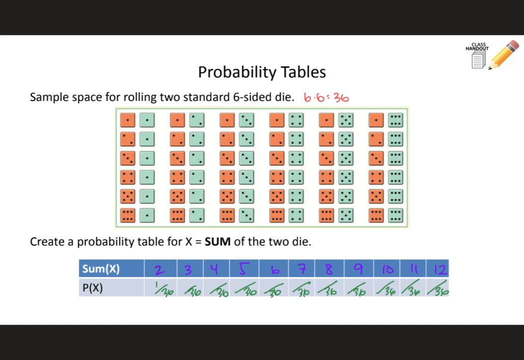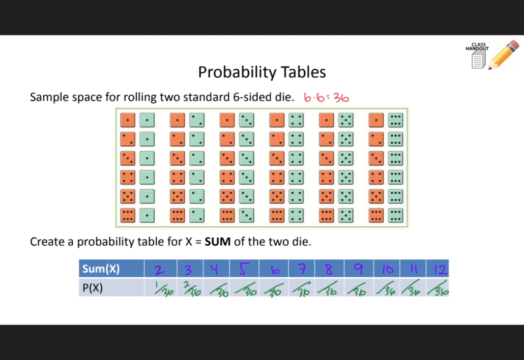And then rolling a 3, there's 2 different ways, right? You can roll a 2 and a 1, or you can roll a 1 and a 2. So those might seem the same, but they're actually not. Think about it this way in terms of two different colored dice. You can roll a 2 on the orange die and then a 1 on the blue die, or you can roll a 1 on the orange die and a 2 on the blue die. So those are two different ways.